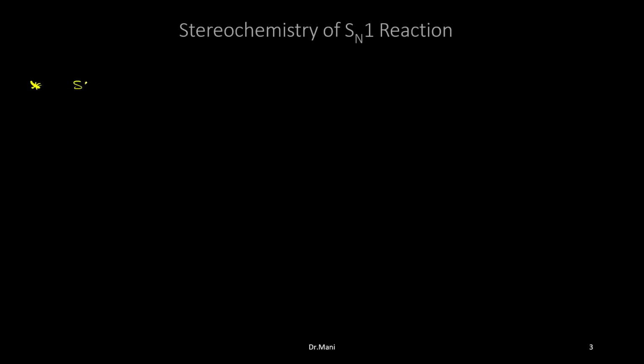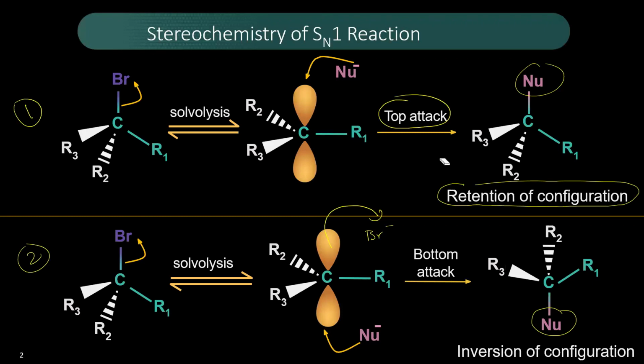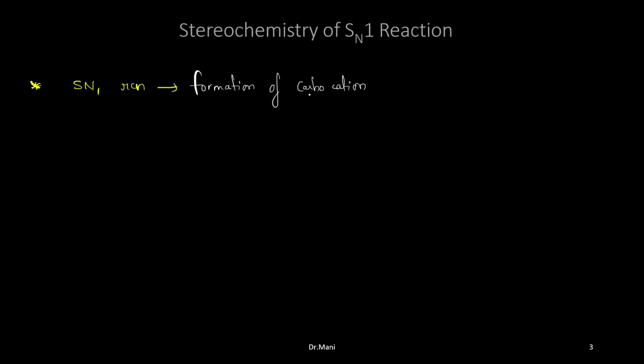So first we know the SN1 reaction, how does it start? It starts with the formation of the carbocation. Yes or no? So here the carbocation, once it is formed, then a water molecule will come and attach here. So when the water molecule comes and attaches, what happens now?